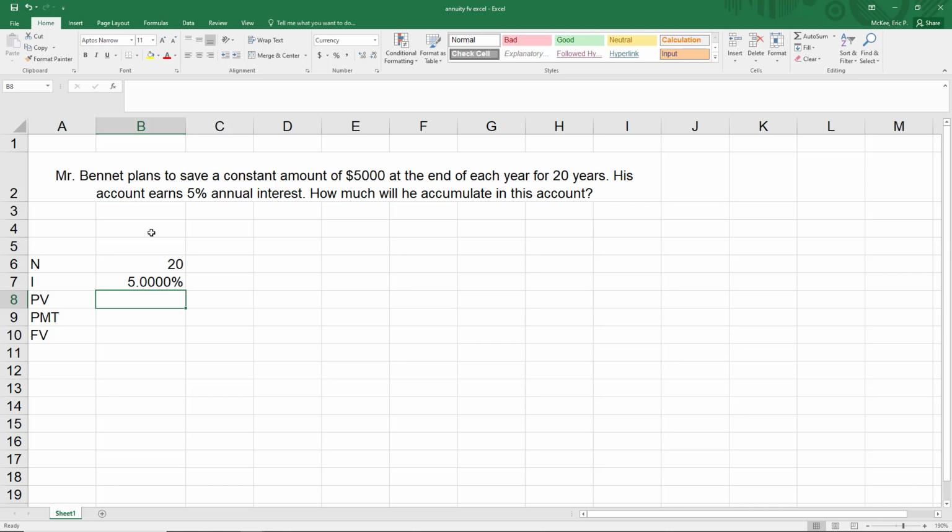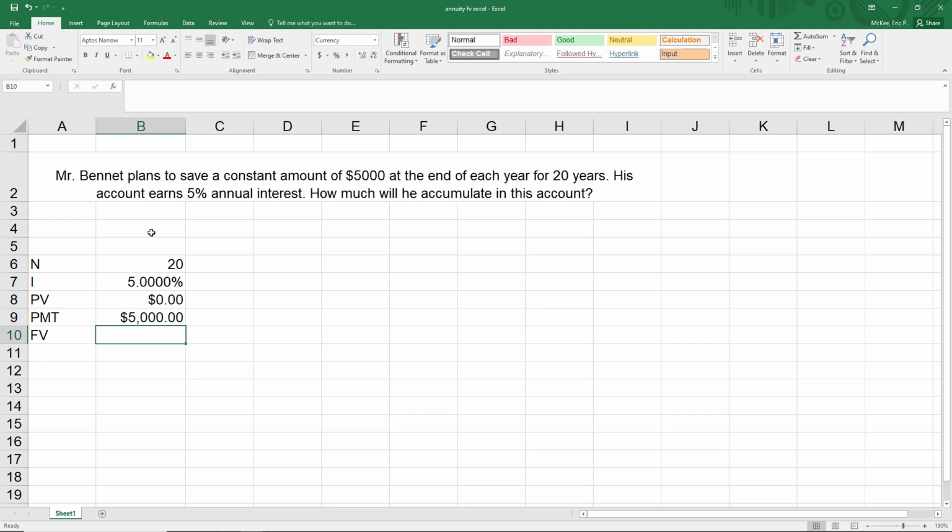Present value is the amount that he starts out with in the account. This is 0. This is pretty common for a future value of annuity type question, but we'll put it in anyways, even though it ends up not really affecting our calculations. And then payment. Payment is the constant amount he pays into the account. That's $5,000 every year. And future value, that's what we're trying to find, so we just leave that blank.